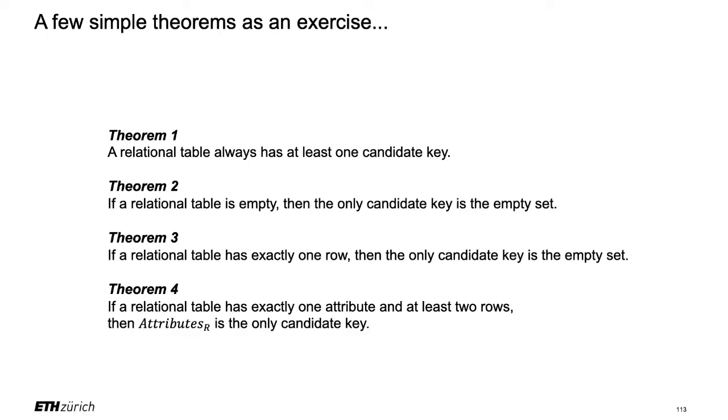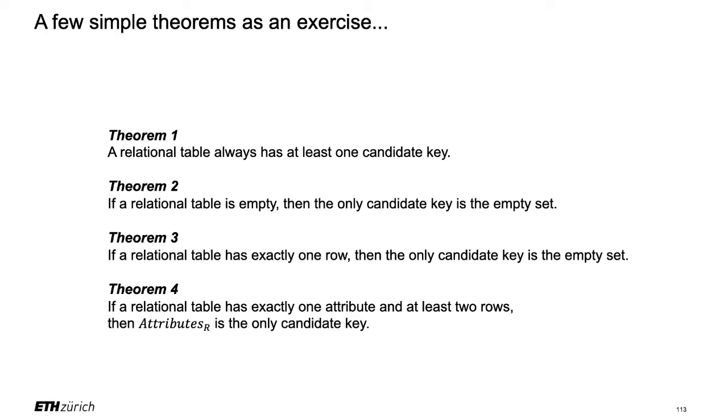So you cannot have anything else that would be a candidate key. And theorem 4: if a relational table has exactly 1 attribute and at least 2 rows, so we are talking about just 1 column, but at least 2 records, then this 1 column, the singleton set with just 1 column, is going to be the only candidate key.